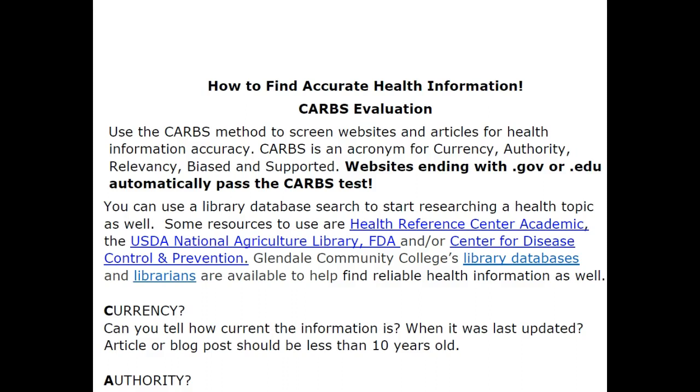And sometimes you might not be able to tell if the website is biased or factual, and I would still pass the article or website. Any website that ends in .gov or .edu automatically passes the CARBS test. So when you're out there researching, you can put that clarifier in and not have to worry whether or not your article or website is accurate or reliable. You can also use library databases, and I've linked some here that will also pass the CARBS evaluation or the CARBS test as well.